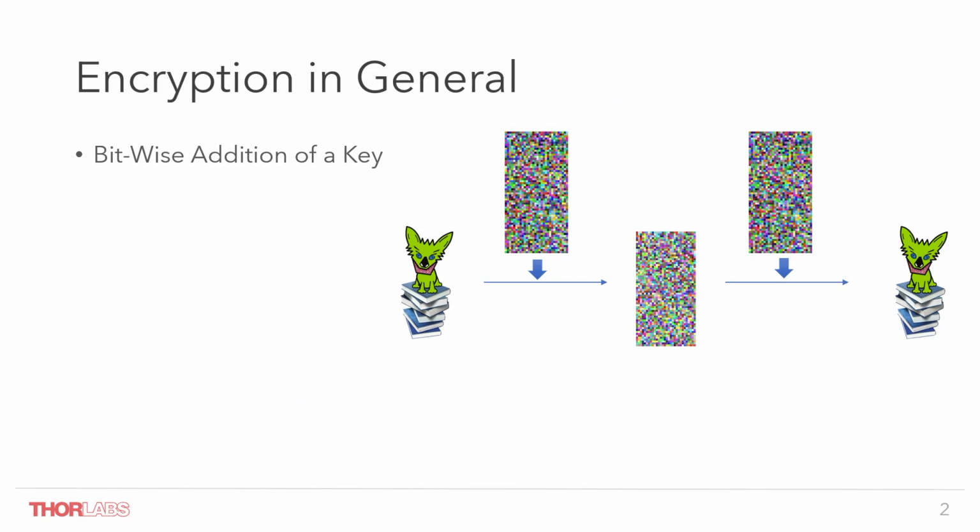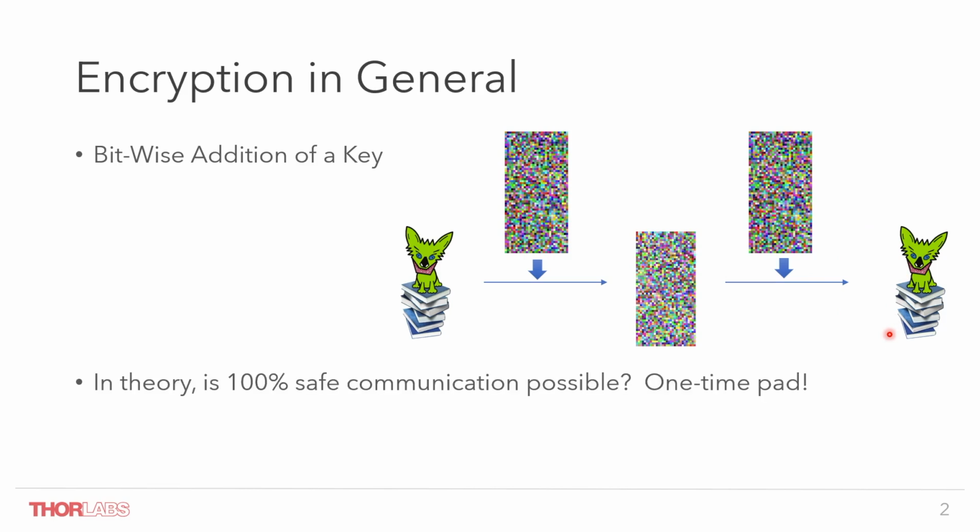Okay, so let's talk a little bit about encryption in general. Let's say you either have a string encoded in bits or an image, and you have some sort of key, and then you do a bitwise addition of the key onto your image, which gives you an encoded image, and another bitwise addition of the key brings you back to your original image.